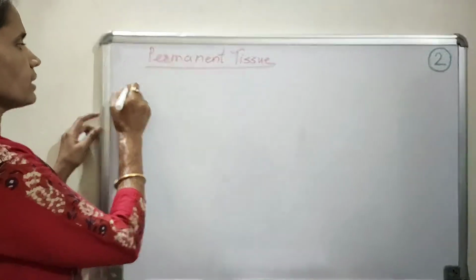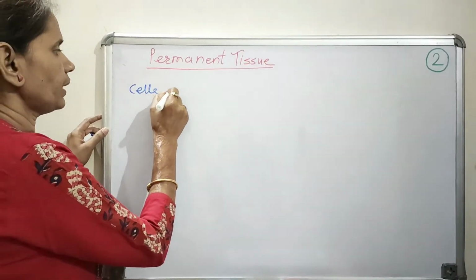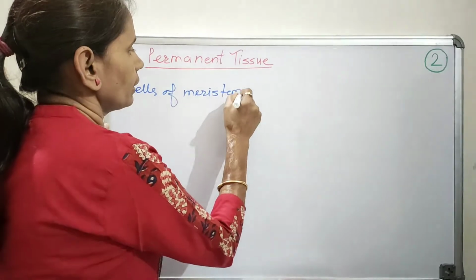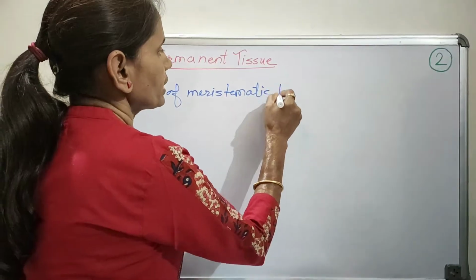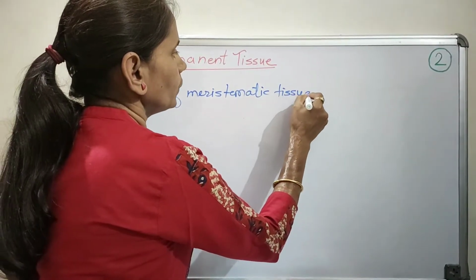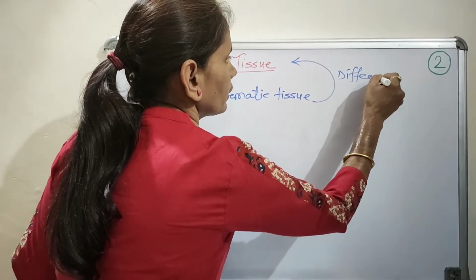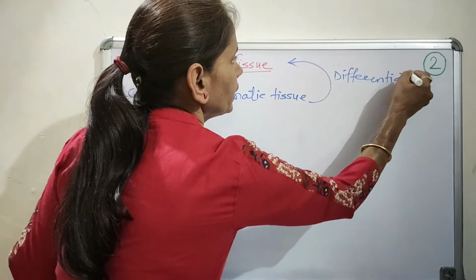In our last session, we started with your new chapter, that is tissues. We have already discussed the meristematic tissue. Now let us begin with the permanent tissue. Now we know that the cells of meristematic tissue undergo differentiation and they form the permanent tissue.